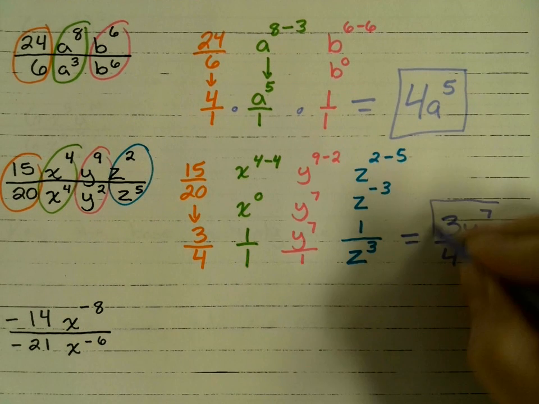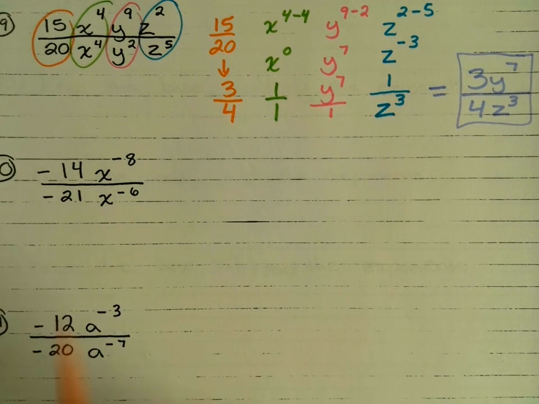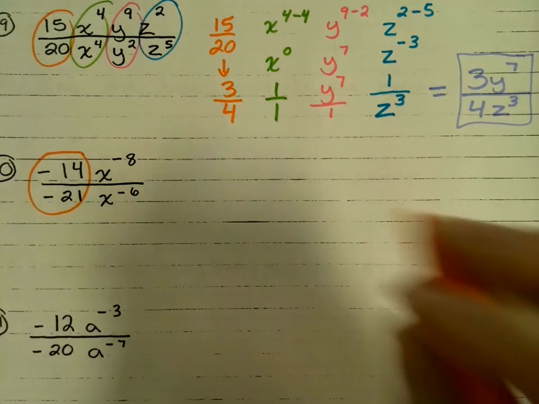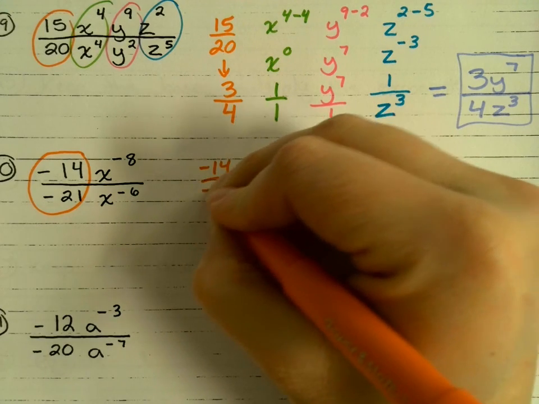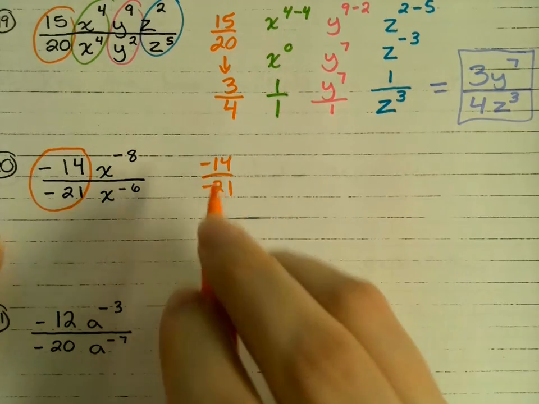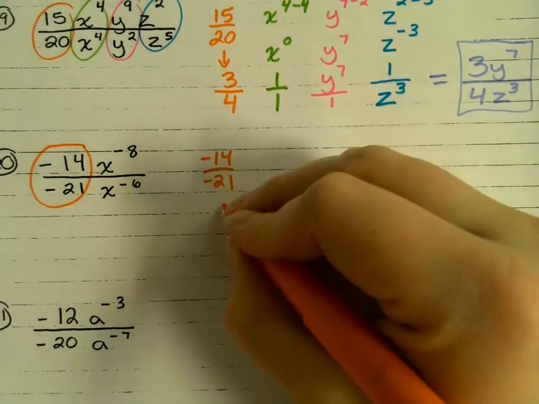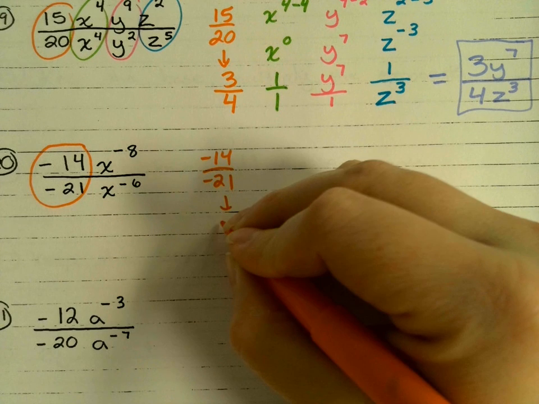Yeah. Okay, number 20. Problem number 20, we've got negative 14 over negative 21. Negative 14 over negative 21 can be simplified. They're both divisible by a negative 7. So negative divided by negative becomes a positive. That's going to come down and become 2/3.